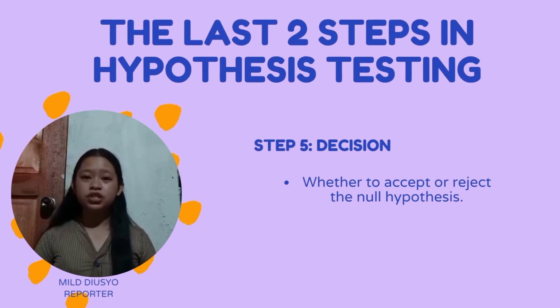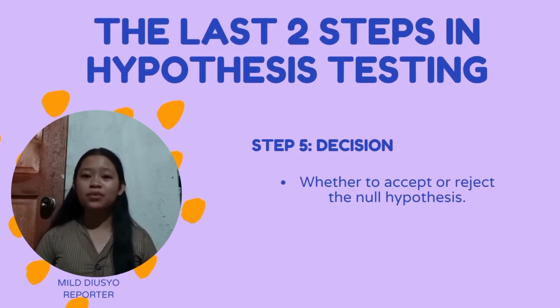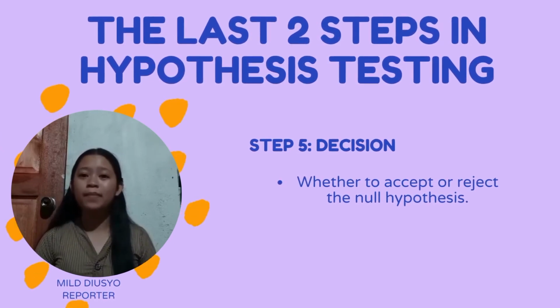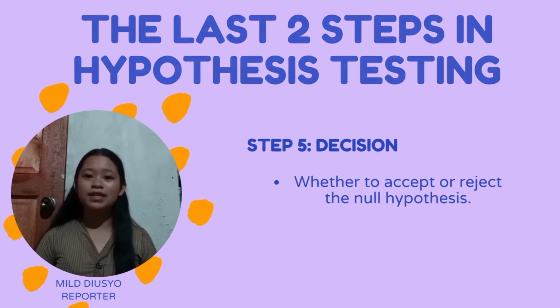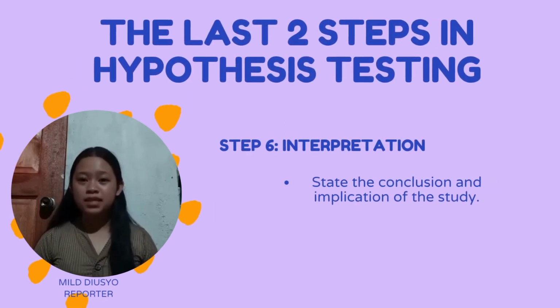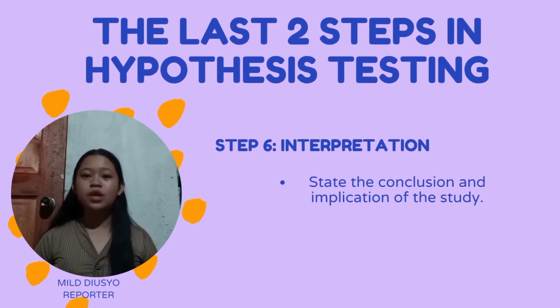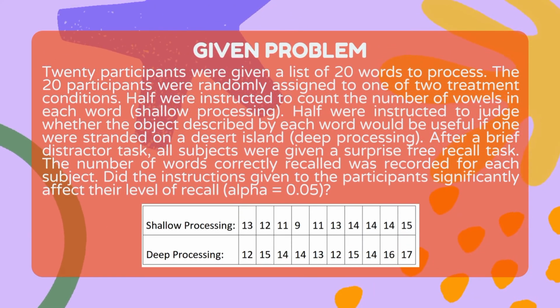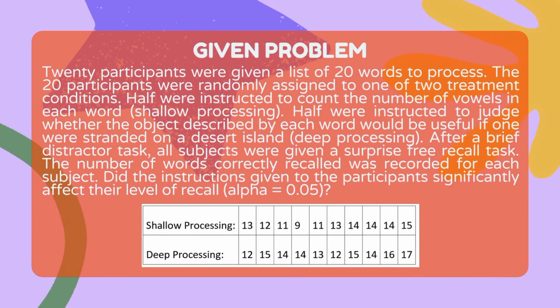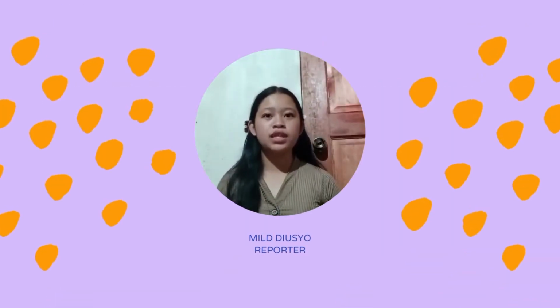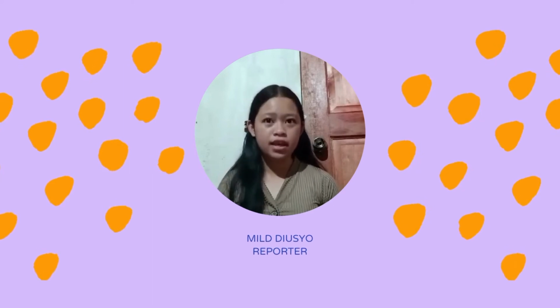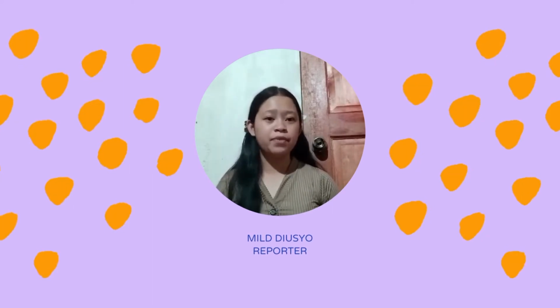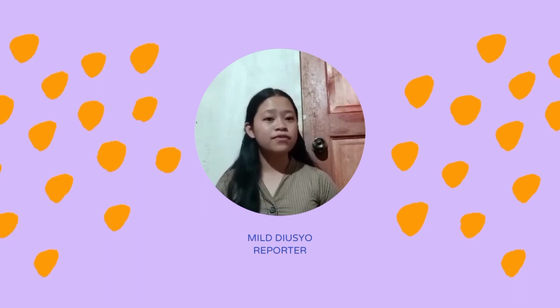Step 5, decisions. This is when we finally decide whether we will accept or reject the null hypothesis after knowing the findings. And lastly is step 6, interpretation. This is when we state the final conclusion and implication of the study. Now let us proceed in continuing to answer the given problem together with the last 2 steps in hypothesis testing, which are step 5 and step 6.